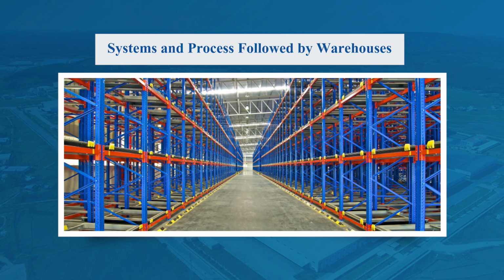Next we have systems and process followed by warehouses. Systems are defined as the methods used to accomplish various warehouse functions. For example, storage system, rows of pallet racks. Now, we'll discuss the process of warehouse management system.